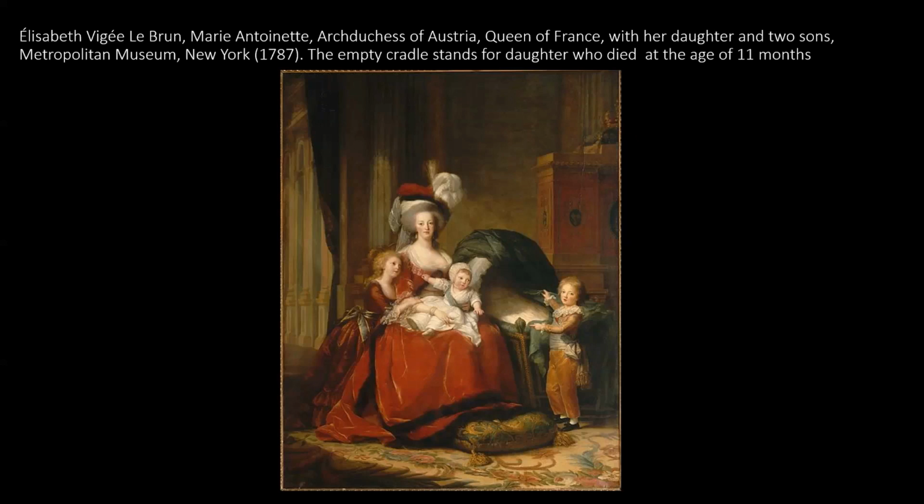And here we see her with 3 of her children, and the empty cradle stands for her second daughter, Sophie Hélène Béatrix, who had just died at the age of 11 months. This portrait with her children was commissioned by Louis XVI to vindicate her in the face of all the public criticism. But it didn't really work. They carried on criticizing her as l'Autrichienne and so on.